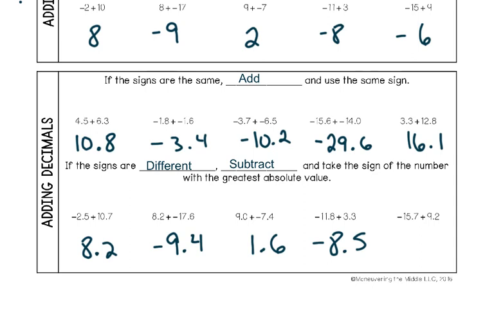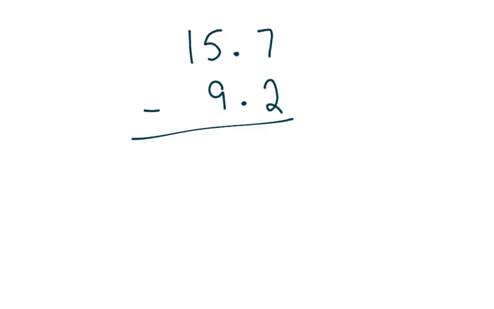And then the last one in this section, again, please do this by yourself if you haven't done it already. I really want to see that you can do this and then check along with me. So negative 15.7 plus 9.2. The signs were different, so I'm going to subtract, and I start by subtracting decimals by lining them up vertically and then lining up by their decimal.